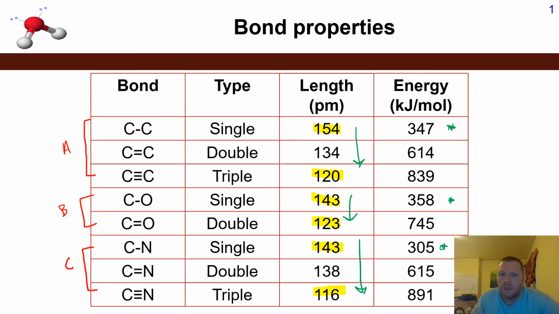But then once we get down to the triple bonds, or the highest order of bonds, a carbon-carbon triple bond is 839 kilojoules per mole, whereas a carbon-nitrogen triple bond is 891 kilojoules per mole. So what we've seen there is as you increase the number of bonds, the bond energy, so the strength of that bond, becomes much, much greater.